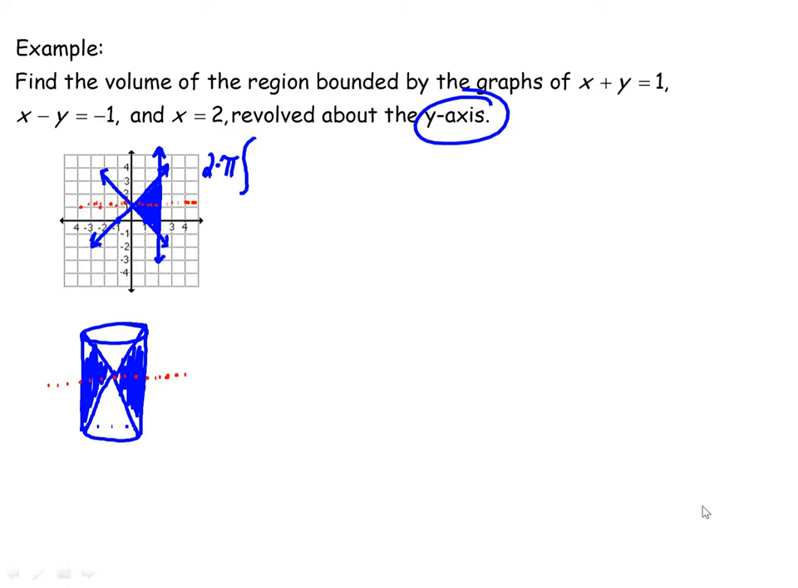Okay, so now we're revolving around the y-axis, so you know it's going to be right minus left, right? Revolving about the y-axis is going to be right minus left. So I've got to have y boundaries. How am I going to figure out what this boundary is and what this boundary is?